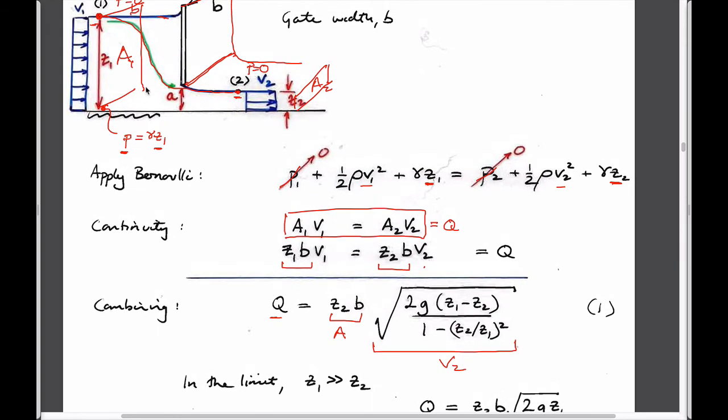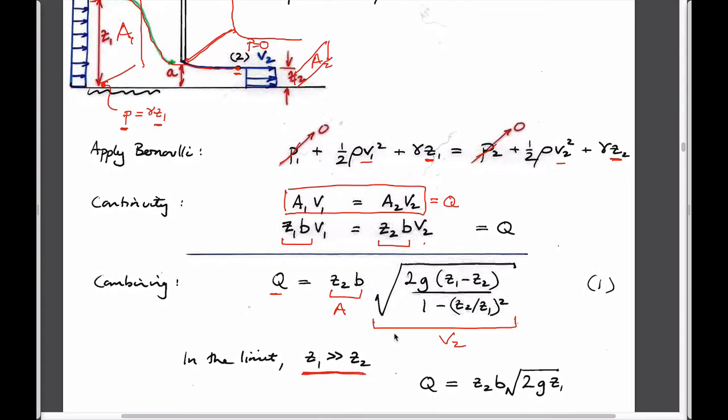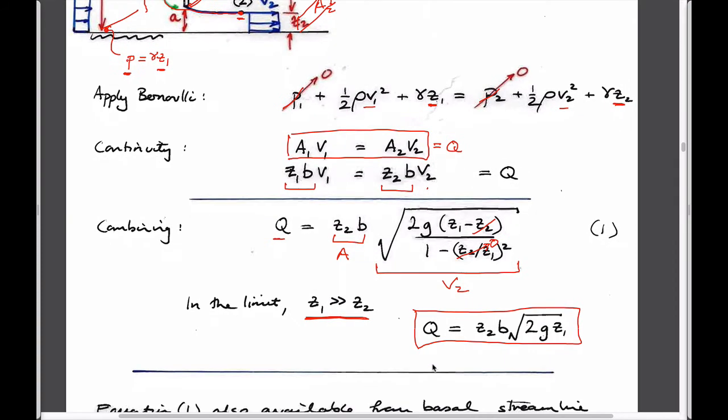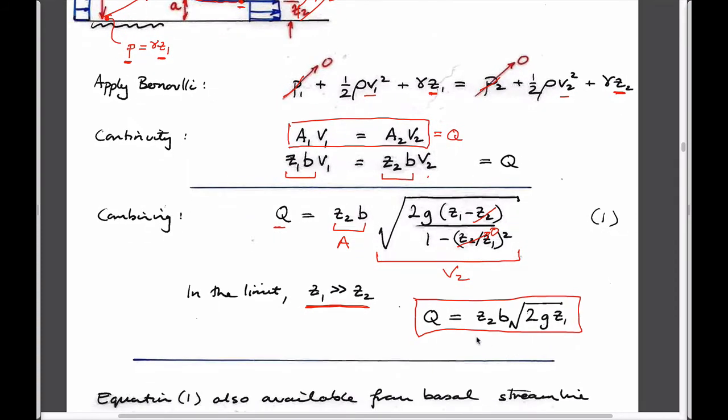In the case that you make this height really quite small compared to the height of the water upstream in the impounded region, then Z2 is much smaller than Z1, and if that's the case, then you'd lose this term. If Z1 is very big, then this term goes to 0, and it just becomes 2g times Z1 minus 0, and you get a very simple expression here. And actually, it's a simple expression that basically is the area multiplied by the velocity due to a free jet. This is exactly the equation of a free jet.